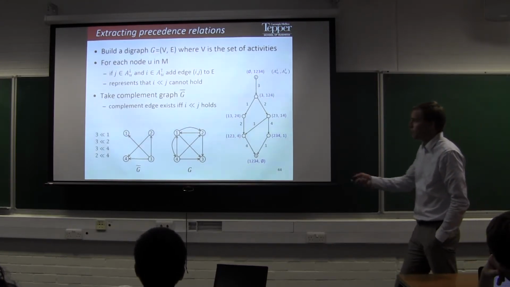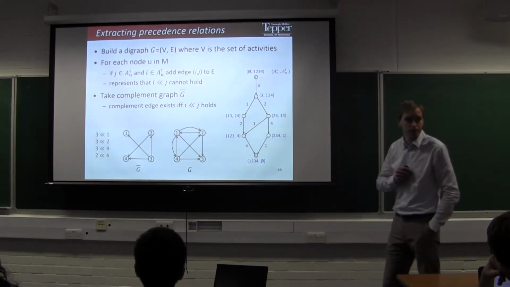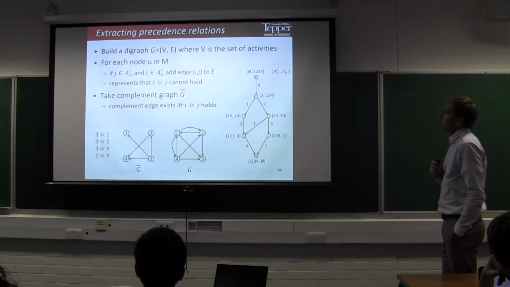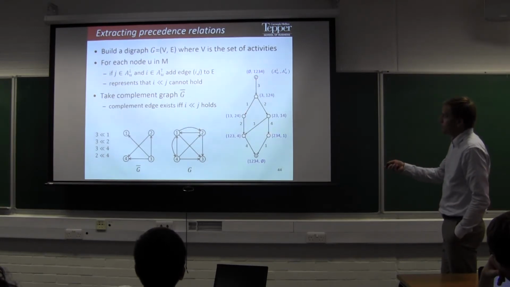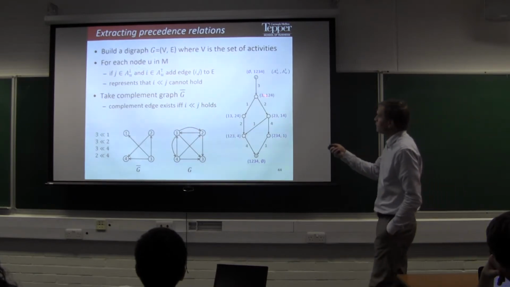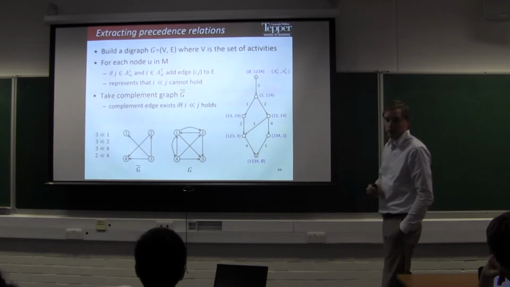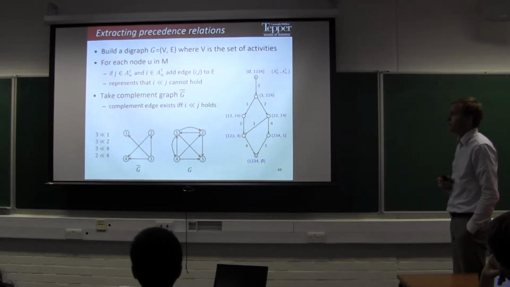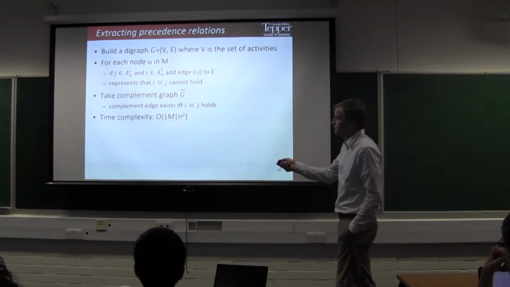Okay? And here you have 3 comes before 1 and so forth. These are the precedence constraints that must hold. What's the time complexity of this? Well, of course you have to go over each of these states. You have to do a comparison here, which is basically order n times order n, quadratic comparison. So the very rough estimate of the time complexity is n squared times the size of the MDD. But it's polynomial.